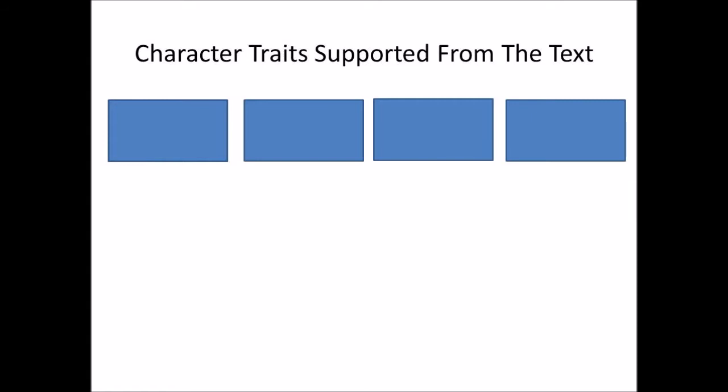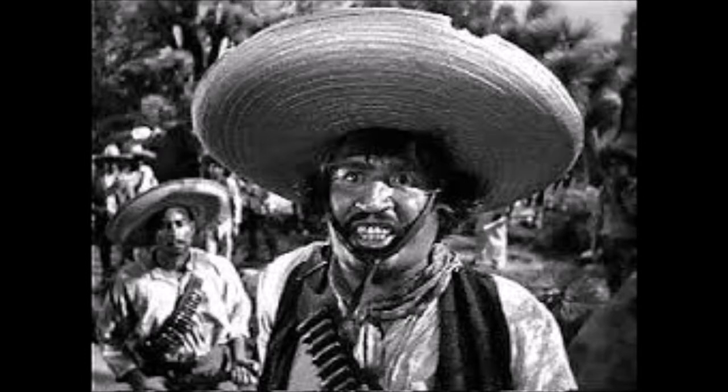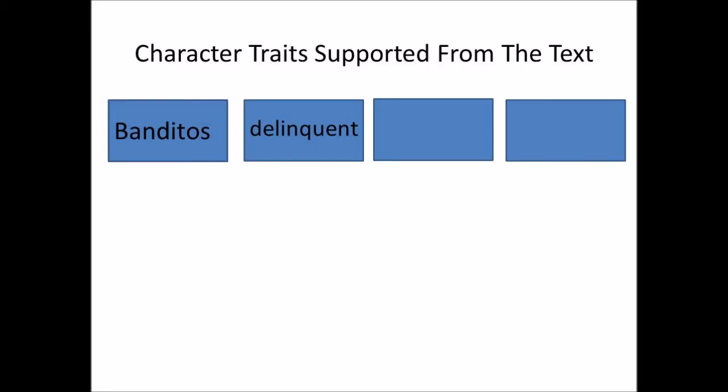The next thing we're going to do is look at character traits that are supported from the text. The same words that you used on the web are what you're going to use here. It's important to get a mental image of the words that you chose. Google images online. I've chosen some for you. Bambino is crazy, right? Then delinquent. What do you think about? A kid in handcuffs? Maybe.